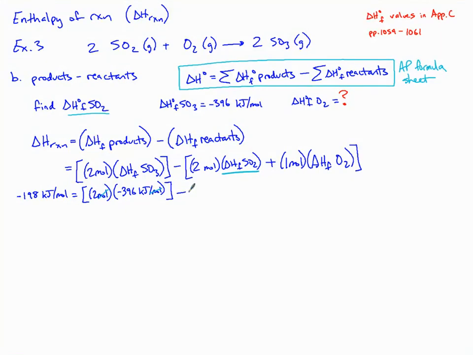So minus the next one. So we have 2 moles of, we don't actually know what this is, that's what we're looking for. Plus we have 1 mole, and the delta HF for O2.